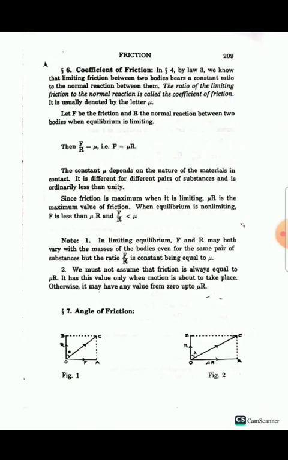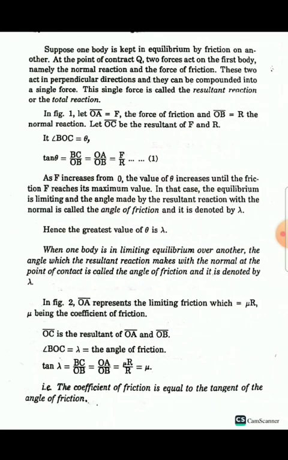See, in figure 2, OA represents the product of the coefficient of friction and the normal reaction, which means mu R, along the side OA, and the normal reaction along OB. In the triangle BOC, it makes an angle lambda. Here vector OA represents the limiting friction, which is mu R, where mu is the coefficient of friction, and vector OC is the resultant of vector OA and vector OB. Also, angle BOC is equal to lambda, and lambda is nothing but the angle of friction.